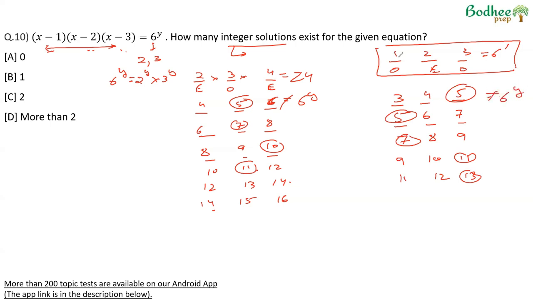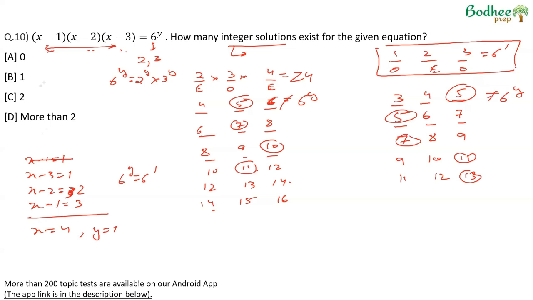And therefore, the only solution possible is when x minus 3 is 1, x minus 2 is 2, and x minus 1 is 3, that is, 1, 2, 3 consecutive numbers. In this case, the product will be 6 raised to power y, or 6 raised to power 1. So x in these cases is 4. 4 minus 1 is 3. 4 minus 2 is 2. 4 minus 3 is 1. And y will be 1. This is the only solution possible. Hence, option B becomes the answer.